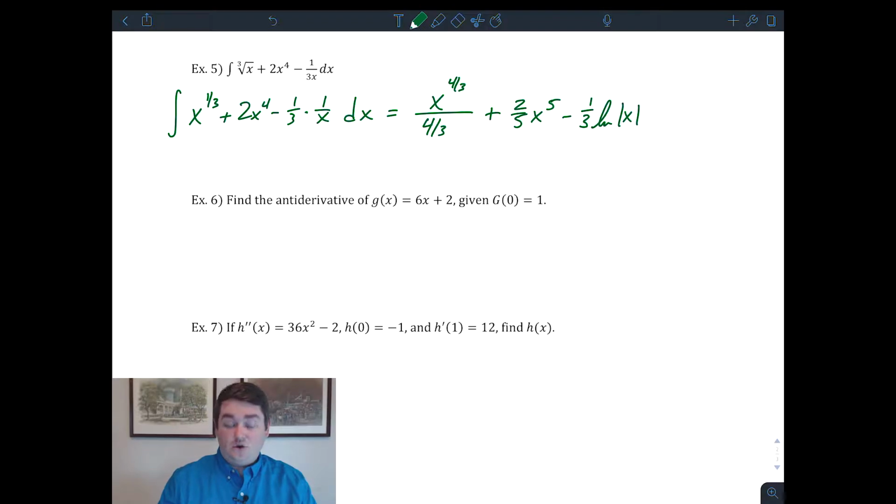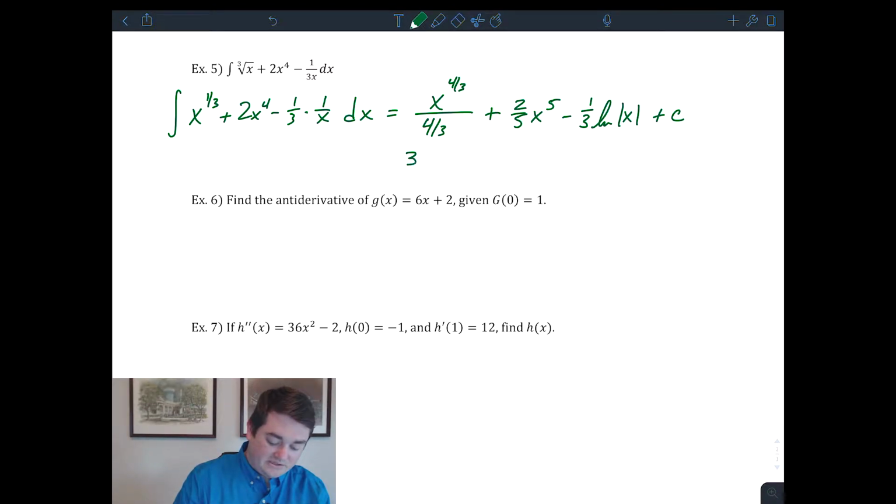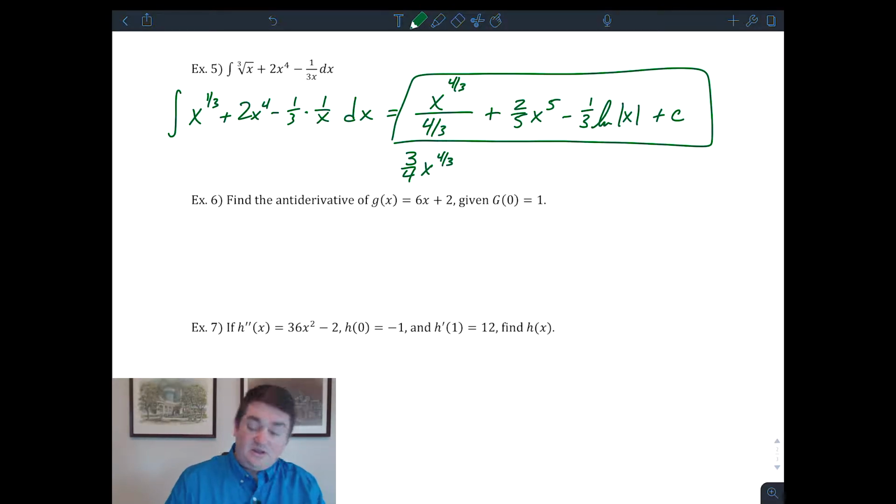Am I done? Nope. What am I forgetting? Plus c. That answer is fine. I do want to point out this very first term you could rewrite as 3/4 x to the 4/3, but the rest is fine. And there you go.